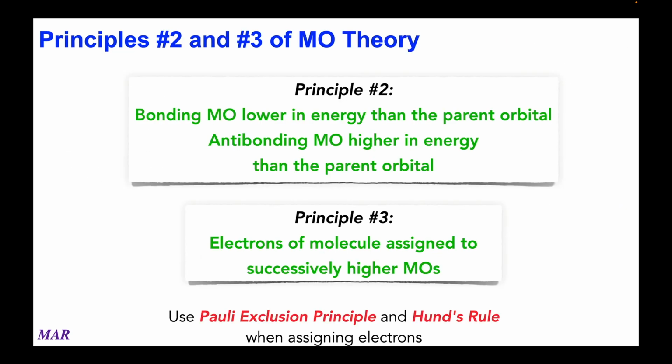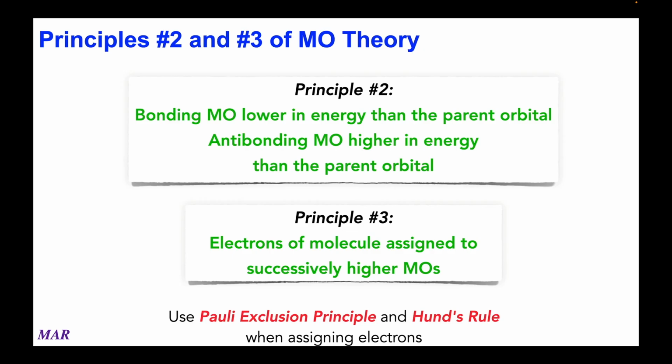Principle number 2 says that when you have bonding and anti-bonding molecular orbitals, it's because the two atomic orbitals create two molecular orbitals. One of them is lower in energy, the bonding molecular orbital, and the anti-bonding molecular orbital is higher in energy. That does not make the molecule stronger. The third principle just says that as you start adding electrons to these molecular orbitals, you always start at the lowest molecular orbitals and work your way up to the highest.